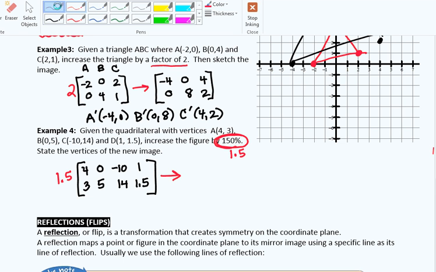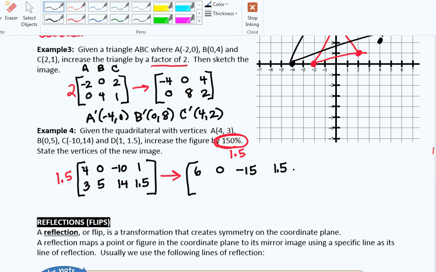So all I need to do is take that scalar factor and go through and multiply. Now, if you're doing these in your head, remember 150% basically adds on half of the original value. So half of 4 is 2. So 4 times 1.5 is going to give us 6, and so on. You could think half of 10 is 5. So if I multiply by 1.5, I'm going to get negative 15. And here I get 1.5.